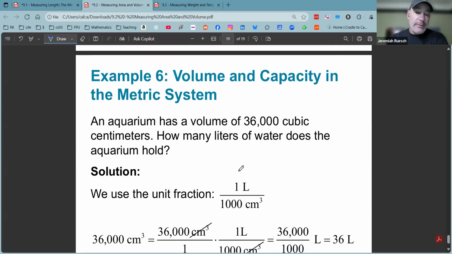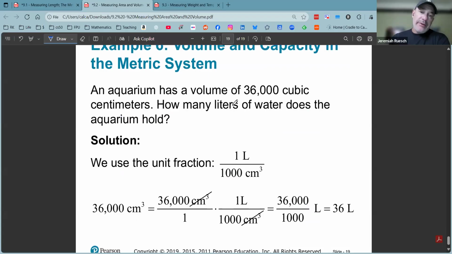Volume and capacity in the metric system. So very similar to what we had done before. An aquarium has a volume of 36,000 cubic centimeters. How many liters of water does the aquarium hold?